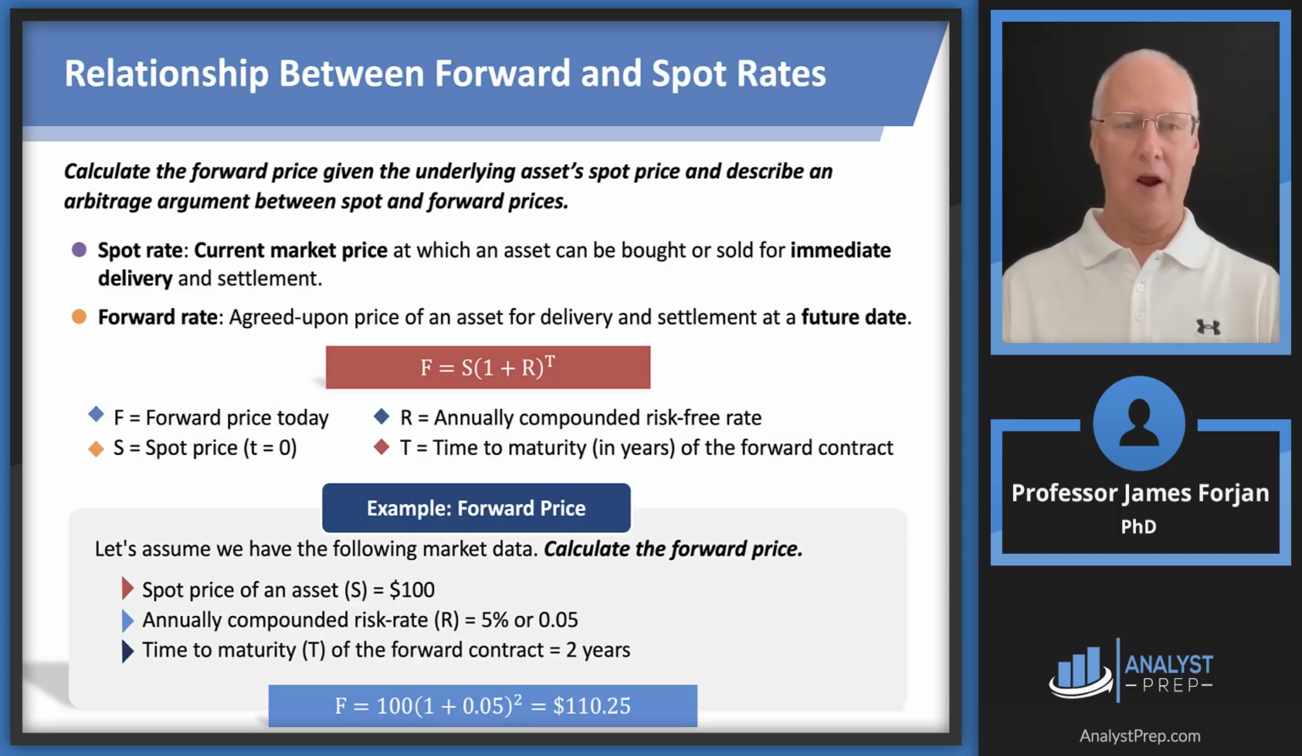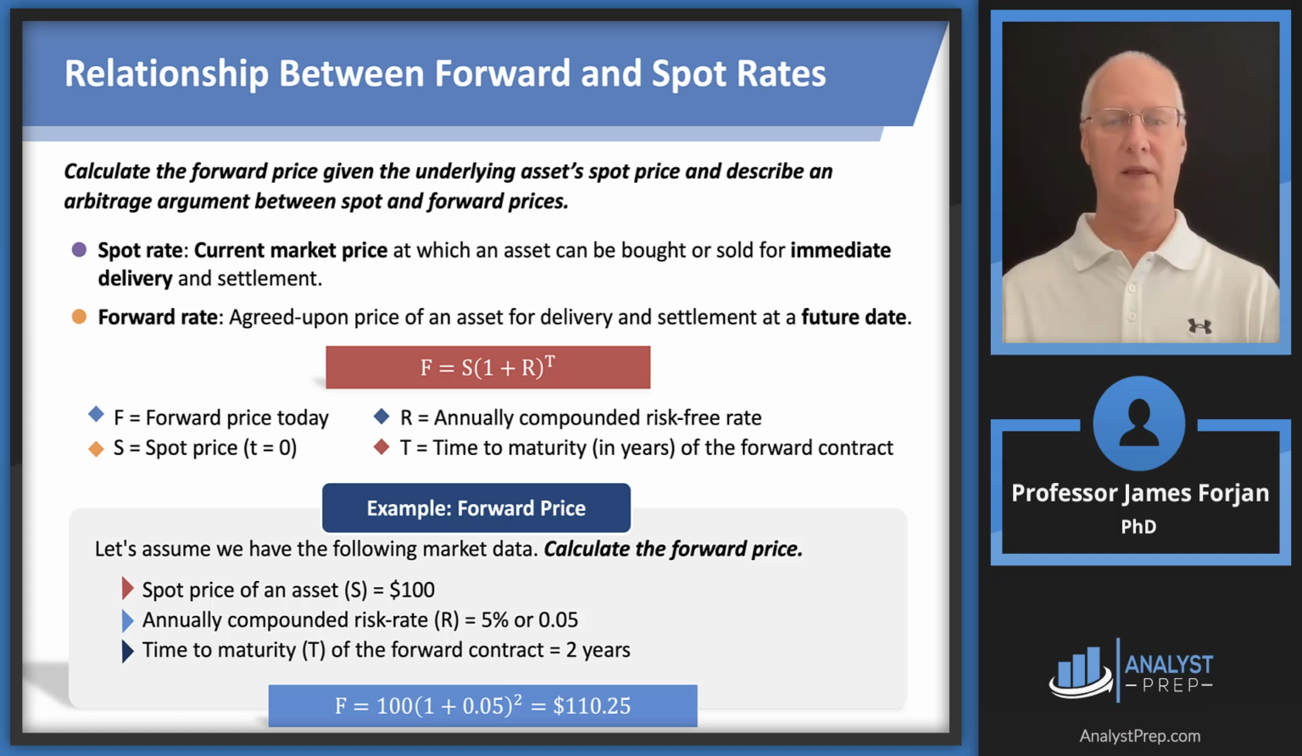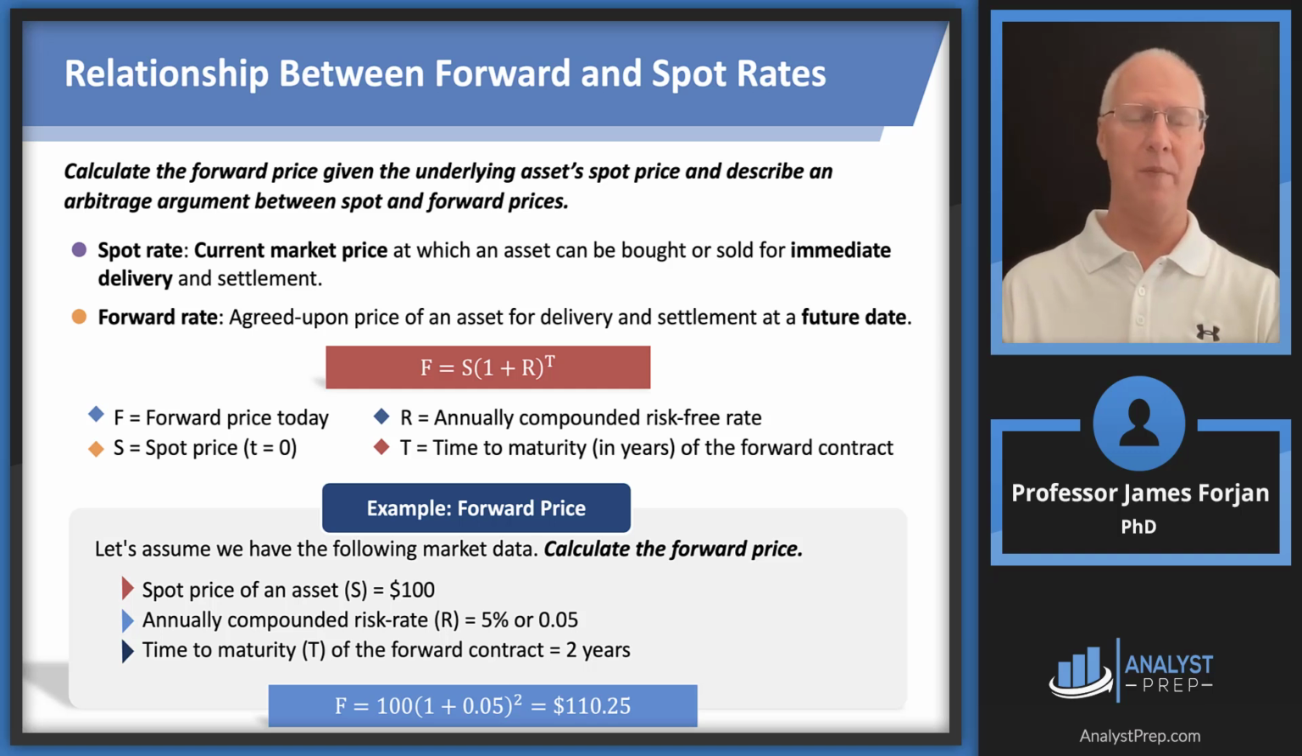All right, here's a formal equation that summarizes what we talked about in the very beginning. So look at the red box there. What is the forward price? It's equal to S, which is the spot price. And we're going to compound that out, 1 plus some kind of an interest rate raised to the T power. So this is super simple math.